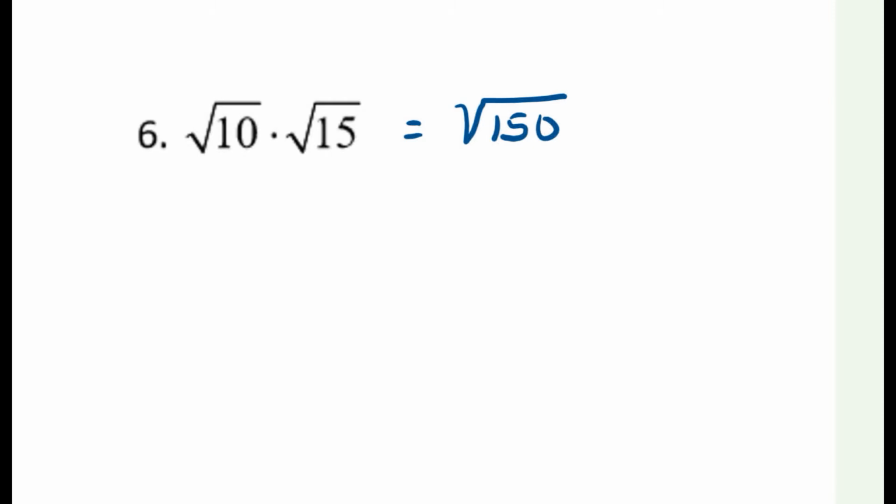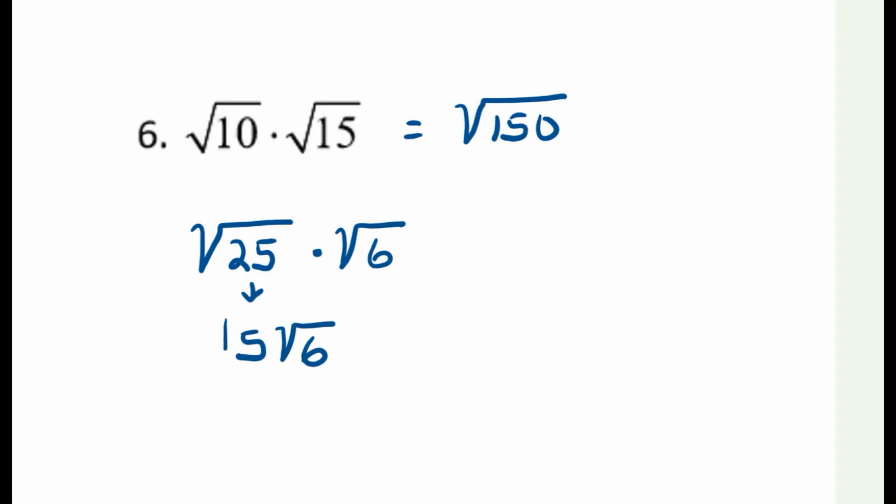So 25 is a perfect square that is a factor of 150. And so when I take 150 and divide by 25, I get 6. So we can separate it into the square root of 25 times the square root of 6. And because 25 is a perfect square, our final answer will be 5 times the square root of 6. And again, we're going to leave all of our answers in simplest radical form.